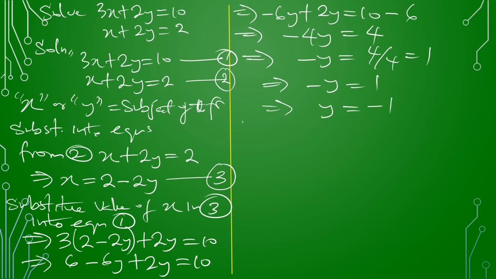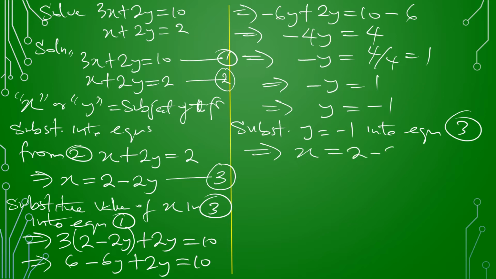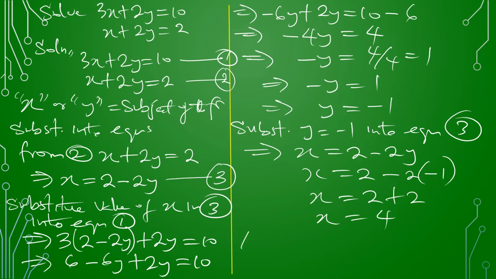Minus 1. Now substitute y equal to minus 1 into equation 3, so we can have x directly. Equation 3 says x is equal to 2 minus 2y. This means x is equal to what? 2 minus 2 into what? Minus 1. Because the value of y is what? Minus 1. So x is equal to 2 minus 2 times minus 1, which is plus 2. So x is equal to what? 4. So our final answer, x is equal to 4 and y is equal to what? Minus 1. Let's go to the next question.